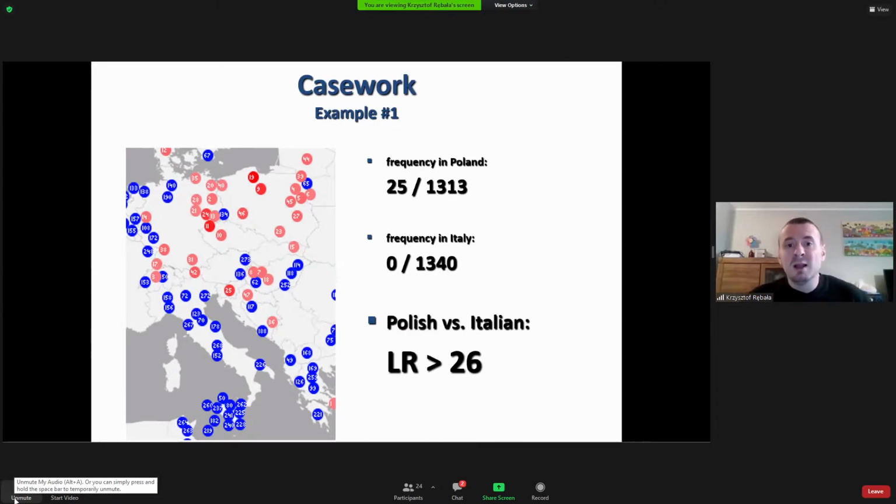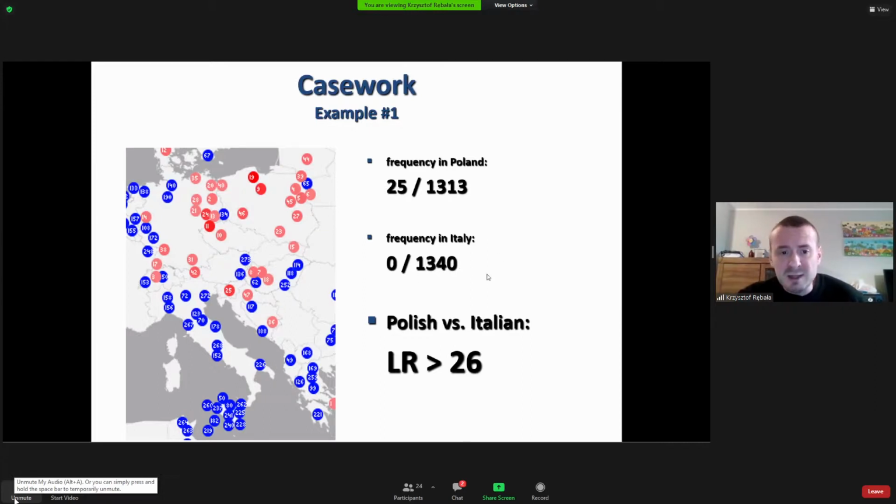When I did this examination, more or less the same number of Poles and Italians were tested. The red dots indicate that this haplotype was found in this region. You can see as many as 25 unrelated Poles shared this Y chromosome with the Italian who came to us for examination.